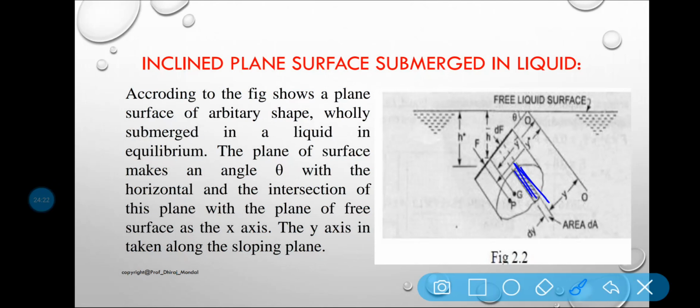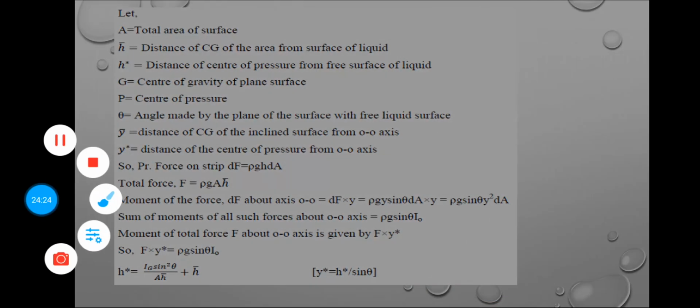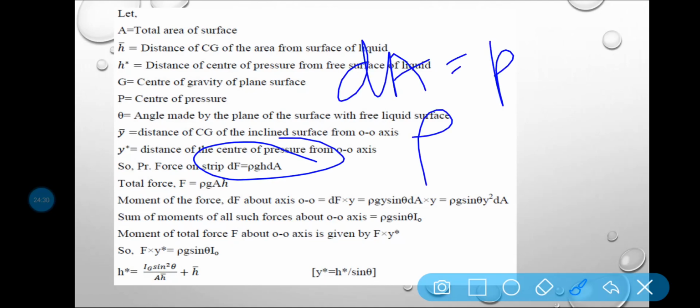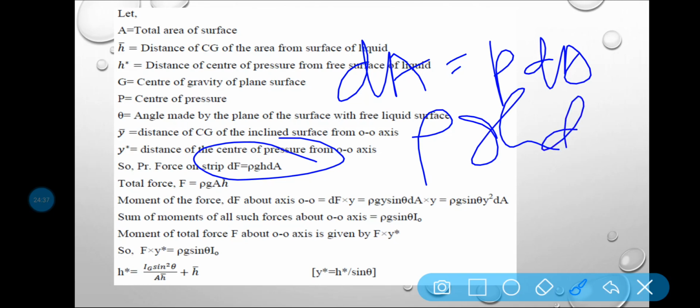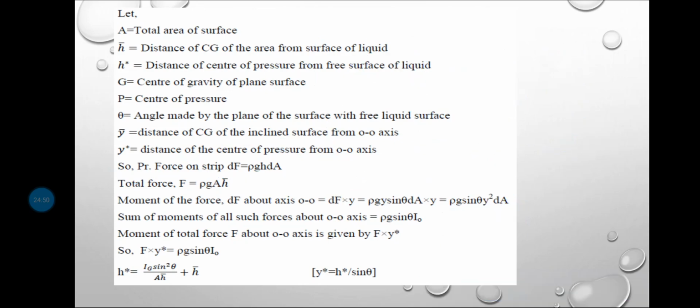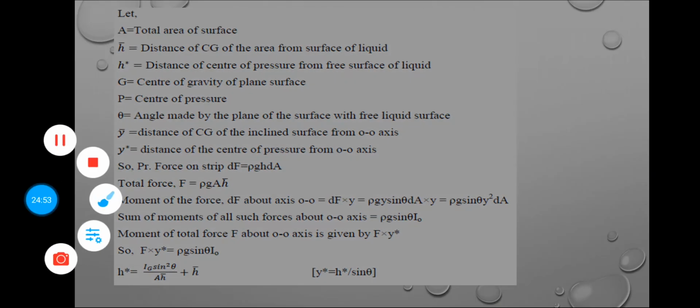This is the strip. Now what is the pressure force on the strip? Small dF is equal to rho g. You know that pressure force dF is equal to p into dA, and p is equal to rho g h into dA. Now if you are integrating this dF, then you will get F is equal to rho g A h bar. After integration you will get this equation.